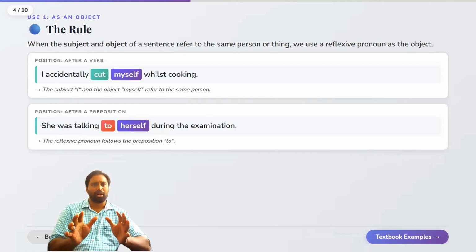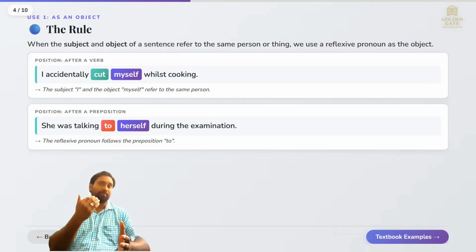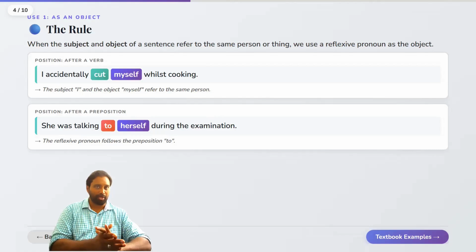Clear? So now, remember, children, if you use a reflexive pronoun as an object, you will see the reflexive pronoun right after a verb or a preposition. Okay, now we'll do a couple more examples, but let's take them from the textbook itself.